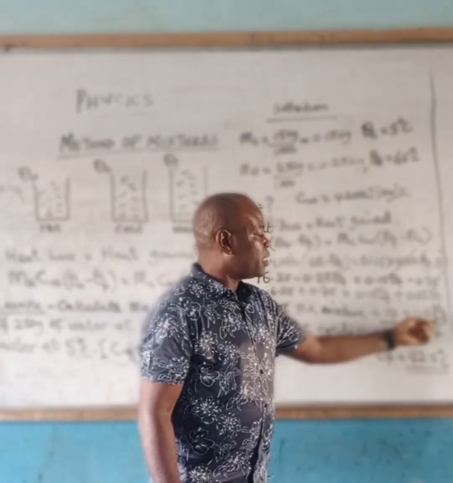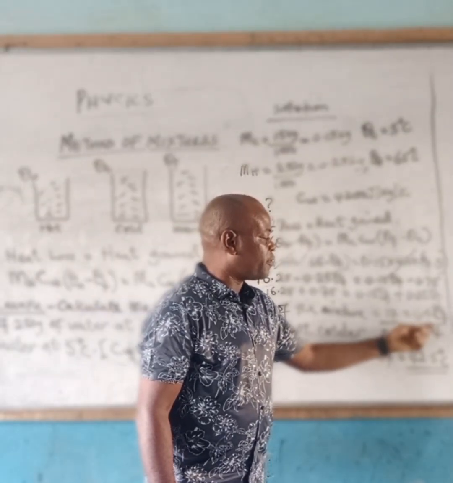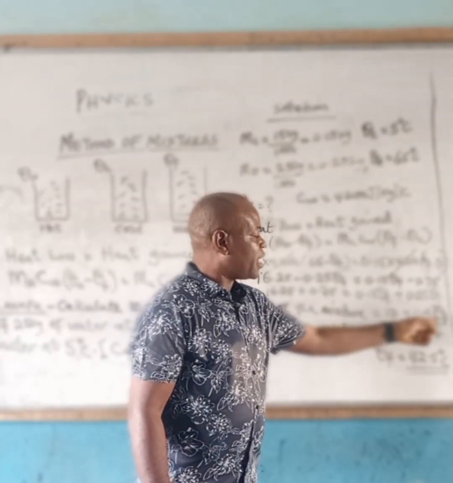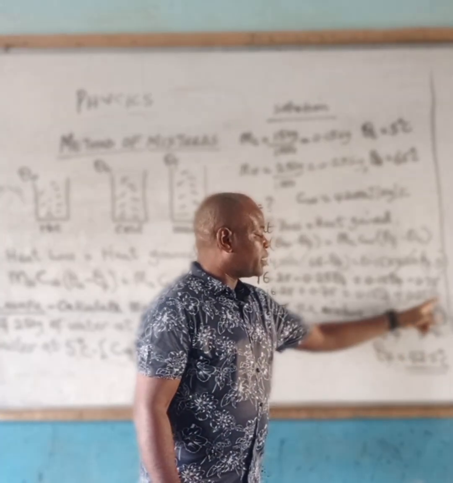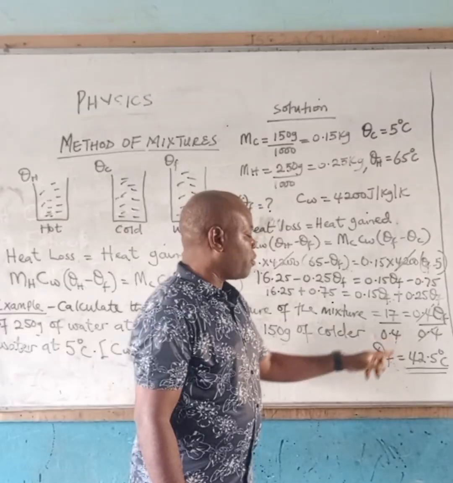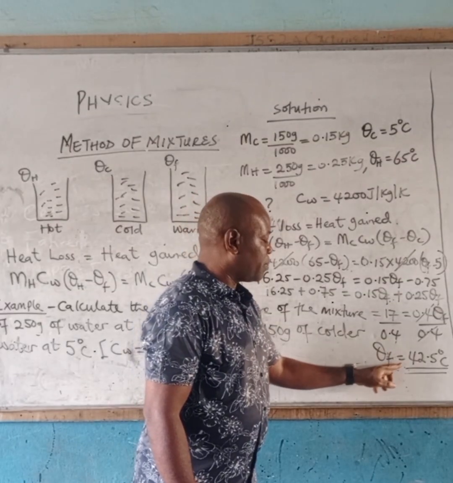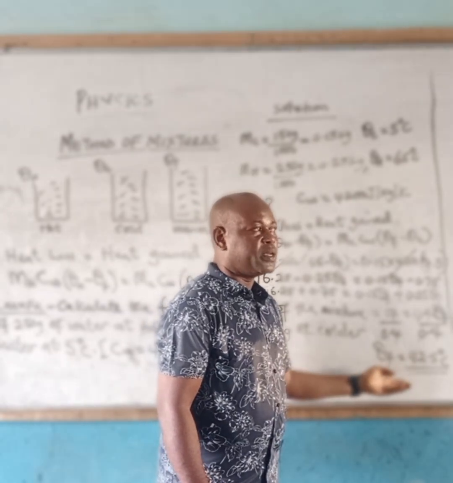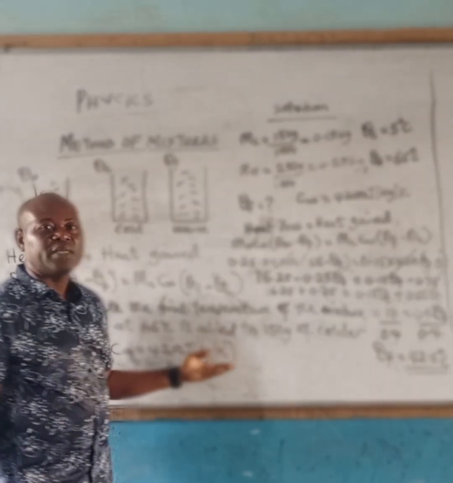Now let's make theta F the subject of the formula. You divide both sides by the coefficient of theta F, which is 0.4. By the time you cancel out, divide 17 by 0.4. Our final temperature is going to give us 42.5 degrees Celsius. I hope this is clear.